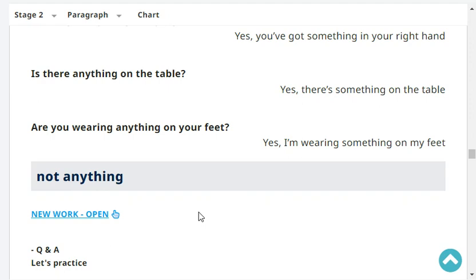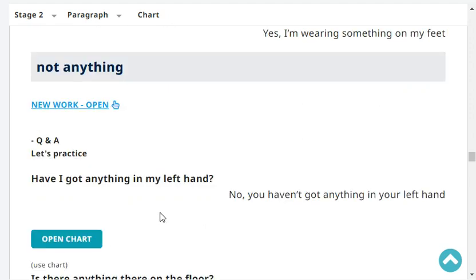Very good. Are you wearing anything on your feet? Yes, I'm wearing something on my feet. Very good. Okay. Have I got anything in my left hand? No, you haven't got anything in your left hand. Very good.